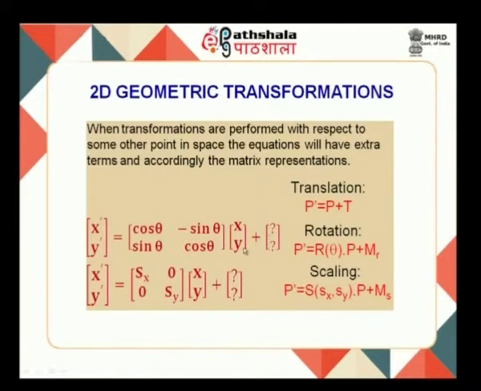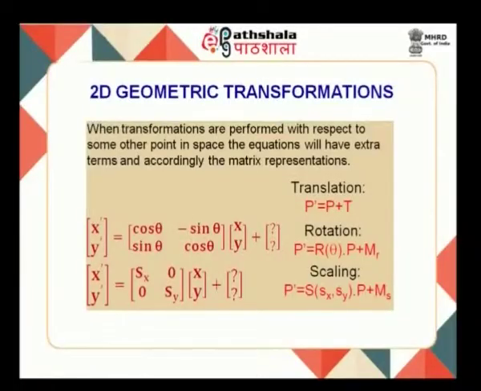So, this question mark towards the right of the matrices, there are two elements. There is an addition of a 2 by 1 matrix whose elements are to be derived. So, here for the scaling matrix also there is an addition of another matrix of size 2 by 1 whose elements are to be derived later. So, for the time being you assume that an additional matrix will be there when we perform scaling or rotation with respect to some other point in space other than origin.